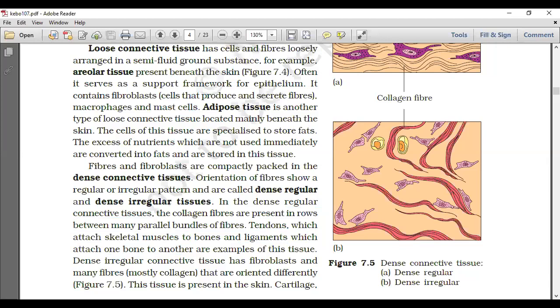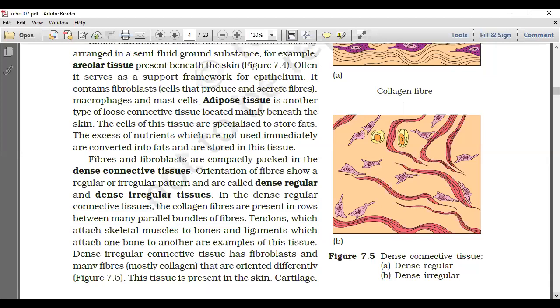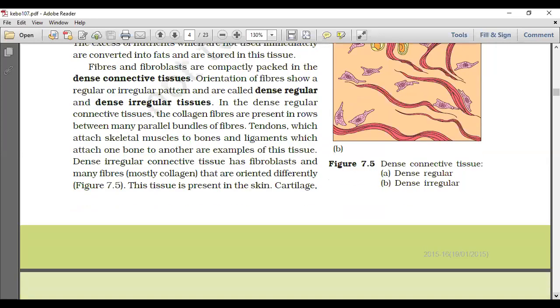Then dense irregular connective tissue. The dense irregular connective tissue has fibroblasts and many fibers, mostly collagen, that are oriented differently. This tissue is present in the skin.